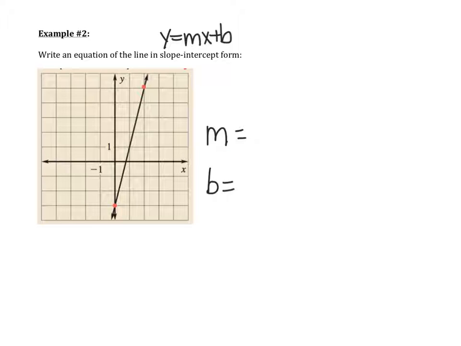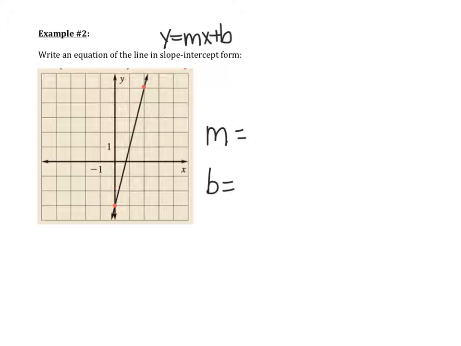Sometimes the points are picked out for me, sometimes I have to pick out the points myself. But regardless, we always use rise over run, the most basic definition of slope, in order to find the slope of a graph. So starting from my leftmost point, I'm going to go rise over run. So I'm going to count up and then I'm going to count over.